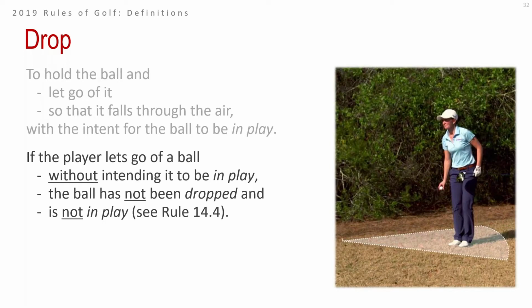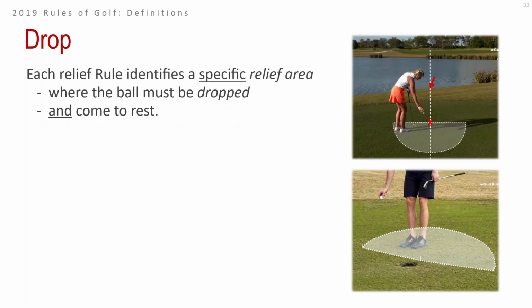So imagine we're holding the ball and we're getting ready to maybe do a drop, and suddenly it falls from our hand. That's not a drop. We have to have that intent to put it back in play, and in order for us to go through the dropping, actually have a drop. Each relief rule identifies a specific area where the ball must be dropped and come to rest.